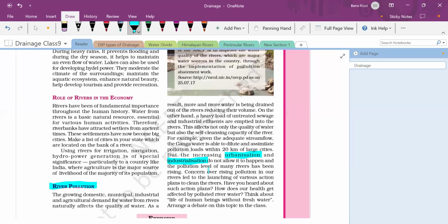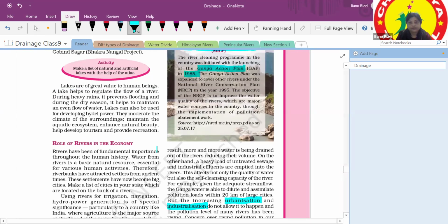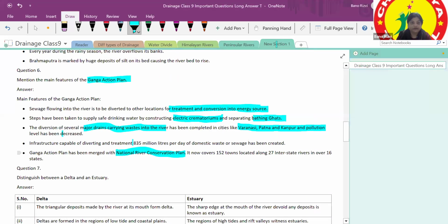Concern over rising pollution in our rivers led to the launching of various action plans to clean the rivers. Have you heard about such action plans? How does our health get affected by polluted river water? Think about life of human beings without fresh water. Arrange a debate on this topic in the class. So we have done this. The Ganga Action Plan.